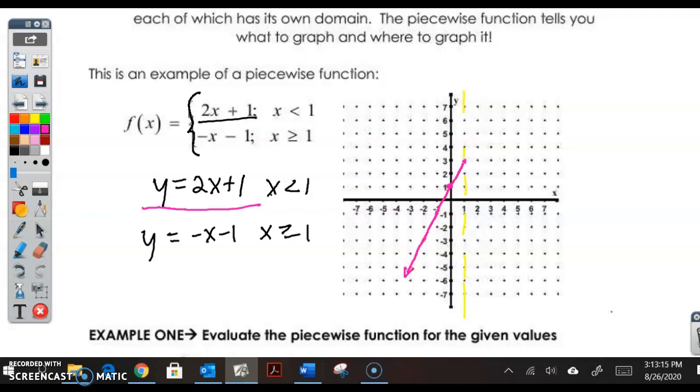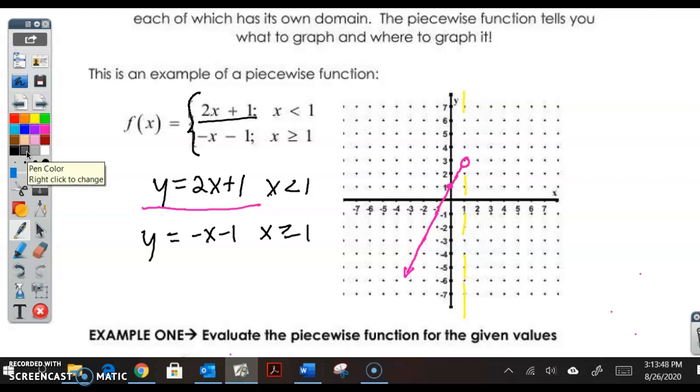Now we only need this line for x values less than 1, not less than or equal to 1. So at 1, we need an open circle. So I am going to erase that point there, and I'm going to make it open. Now, sometimes we end up filling that hole with the other part of the graph, and sometimes we don't. Sometimes the line ends up somewhere else. Let's see what happens. All right, I'm going to use a different color.